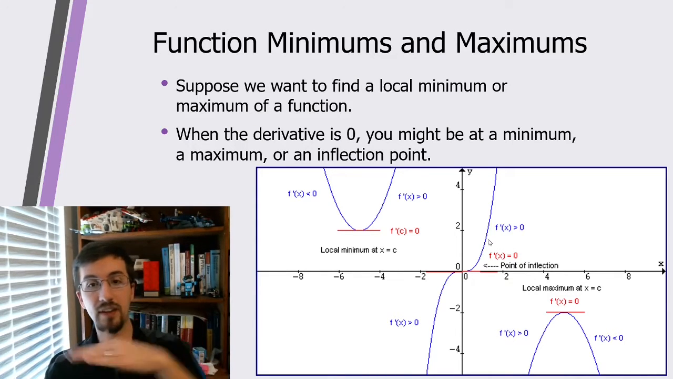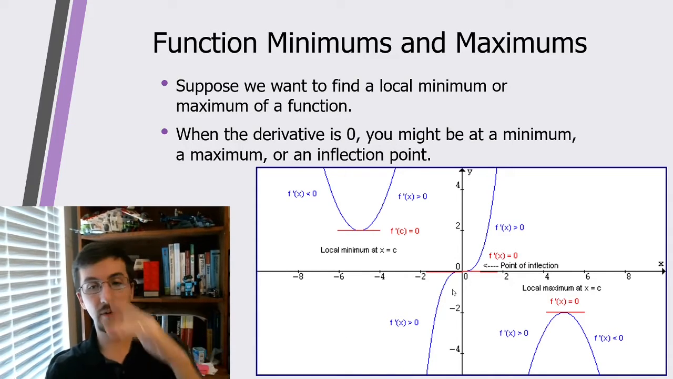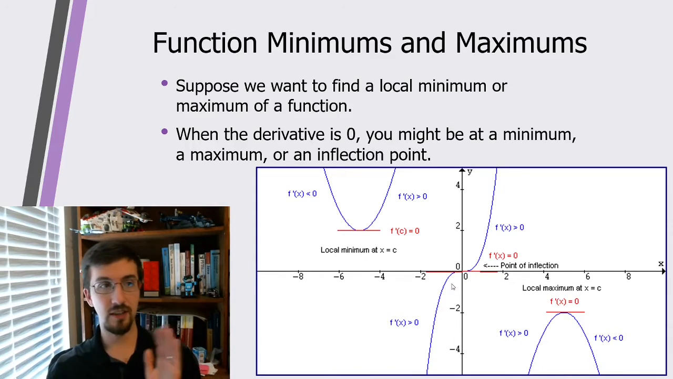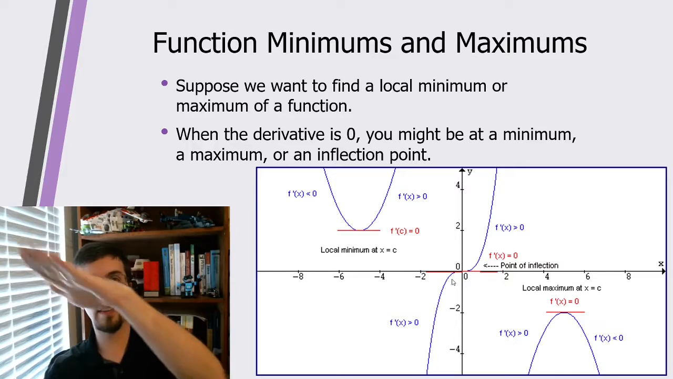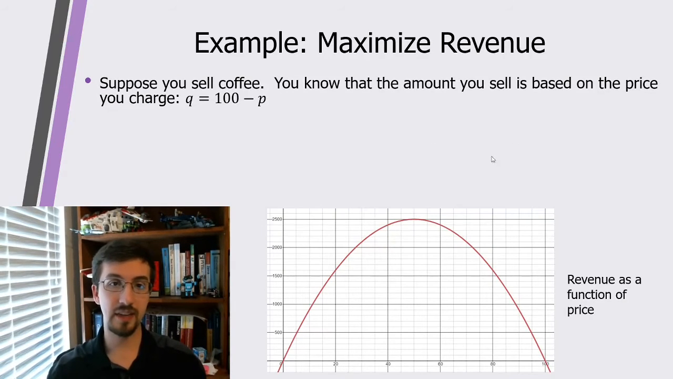If on both sides the sign is the same, right here it's going up and then here it's going up, at this point right here you have a point of inflection. That means it comes up, it flattens out, and then it keeps on going up. So you can use the derivative to find these minimums and maximums here. Let's talk about an example of this.